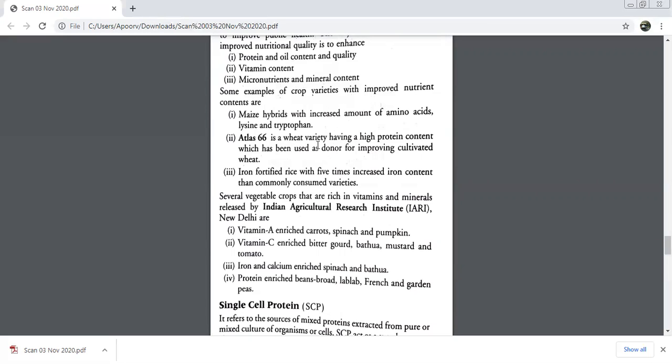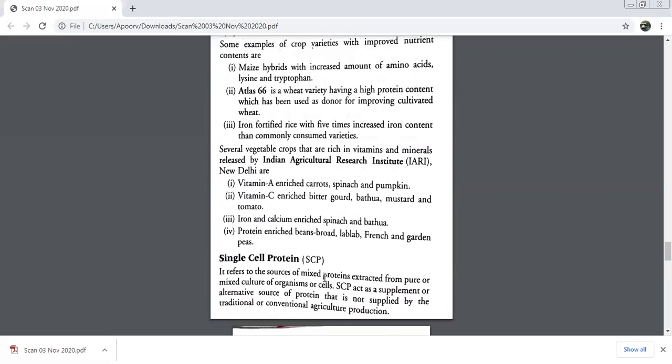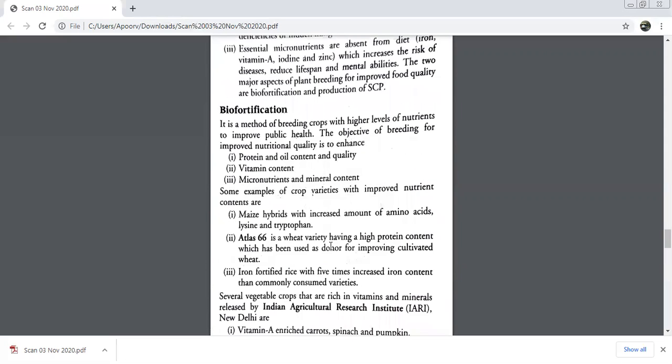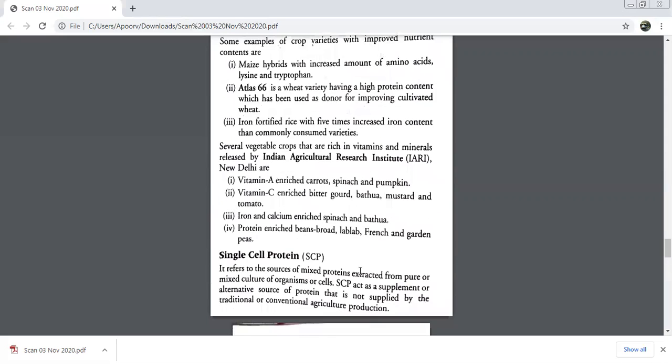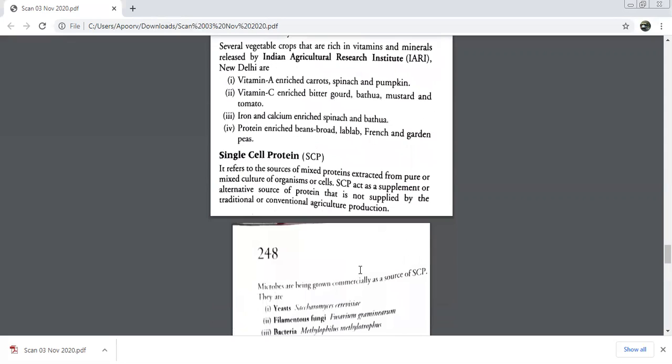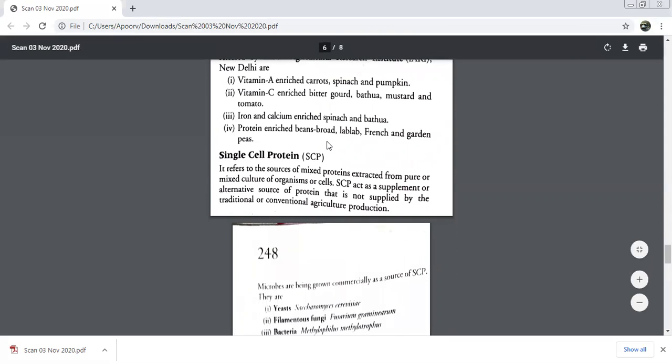Atlas 66 is a wheat variety which has a high protein content. Similarly, iron fortified rice these days has more iron content than the common varieties. We have the Indian Agricultural Research Institute, New Delhi, which has developed vitamin A enriched carrots, vitamin C enriched bitter gourd, iron and calcium enriched spinach, and protein enriched beans.